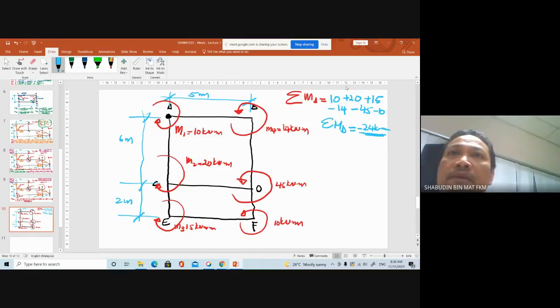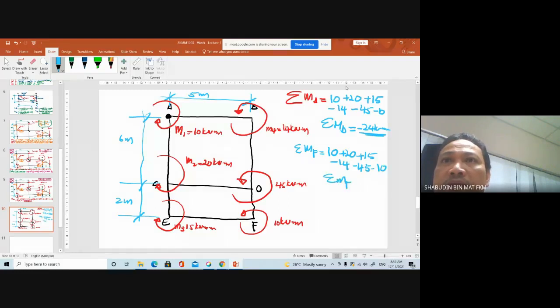If you're taking moment at point F, summation of moment at point F, total moment at point F, that also is equal to 10 plus 20 plus 15 minus 14 minus 45 minus 10. You will get a summation of moment at point F equal to what? Equal to negative 24 kilonewton meter as well.